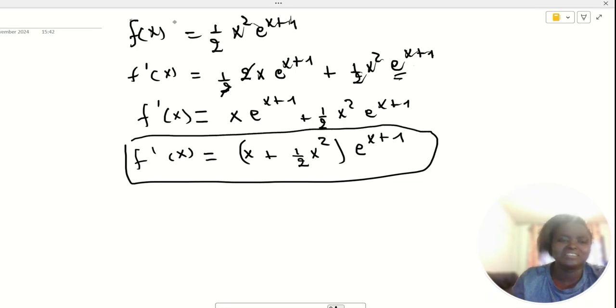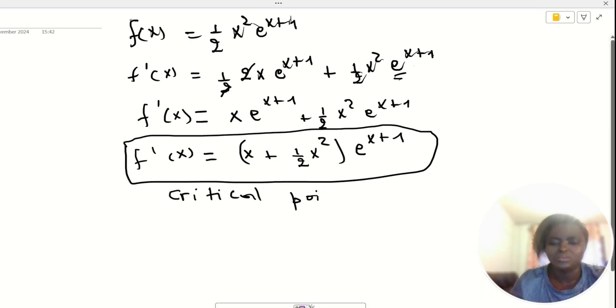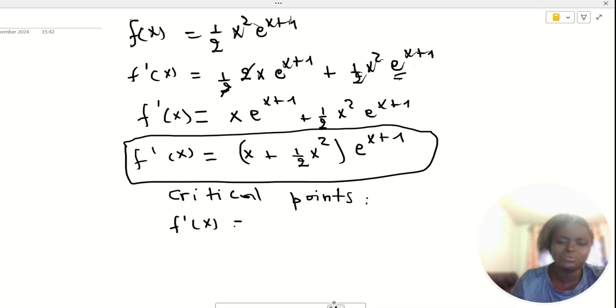Since we are aiming to find the variation table, we need to find the critical points for this function. Let's find the critical points. Do you remember how we find critical points? We need to solve the derivative equal to 0. To find critical points, we solve f'(x) = 0.